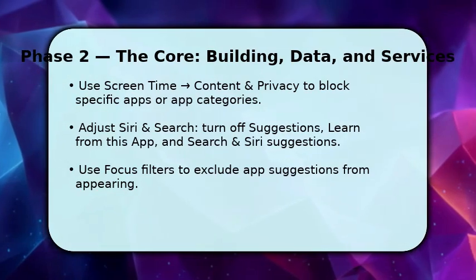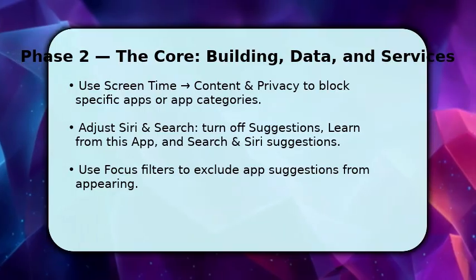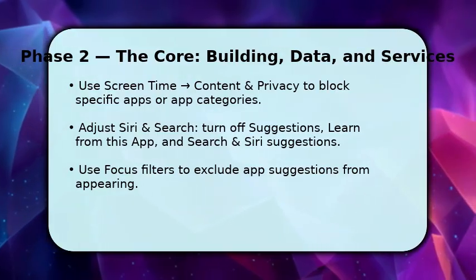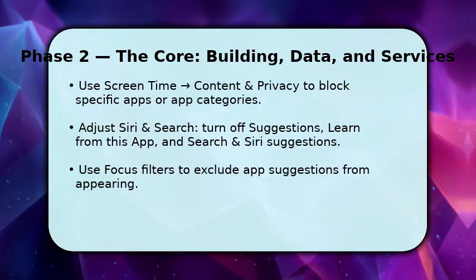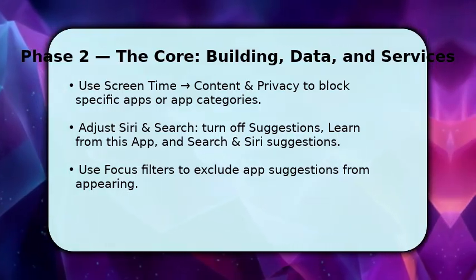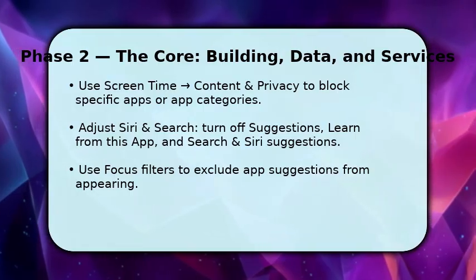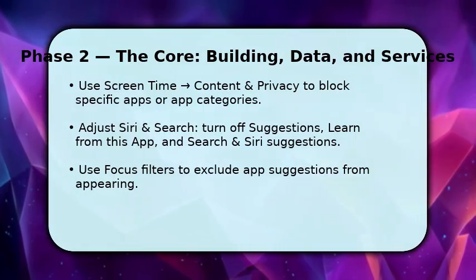Next, you refine what can surface in the library by restricting sources of automatic listing. Go to Screen Time, then Content and Privacy Restrictions, and block apps or app categories. This prevents them from appearing for the active user.